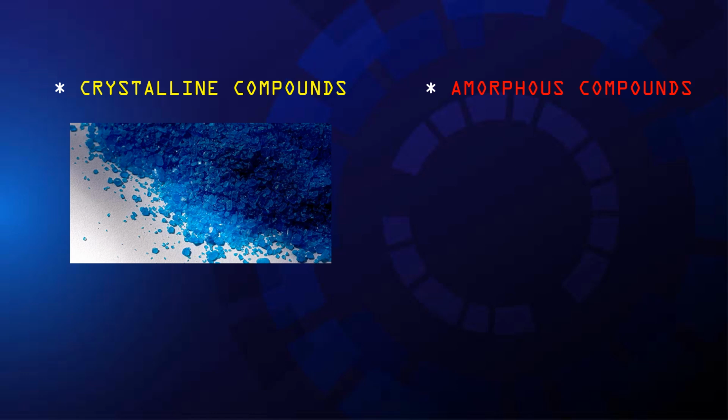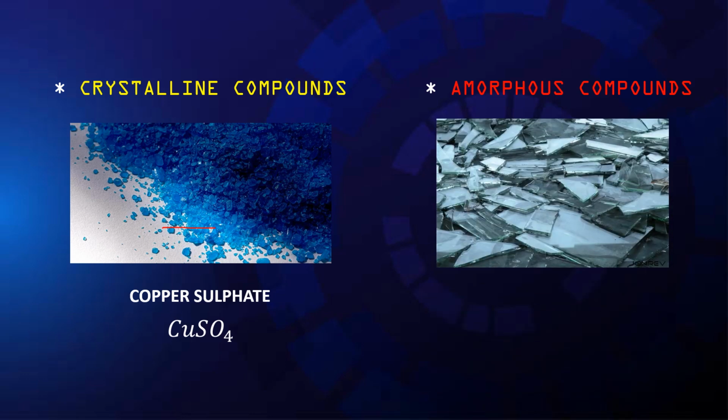Here, for example, we have copper sulfate. It has a molecular formula of CuSO4, so it's a crystalline copper salt. On the other hand, amorphous compounds do not have a perfect crystalline structure. They have irregular bonding. For example, we have glass here. Glass is actually SiO2. So let's see on what basis they are different.